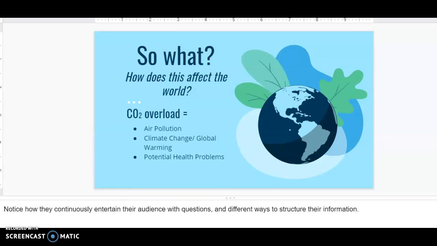Down here, we have a new question. So the so what. Now we're always going to be looking for those research questions as we're going, and we are going to be entertaining the audience with that. So it's a different way to structure information. Don't just tell us what you learned, ask us questions, involve us as the audience, right? And so here it's talking about how does it affect the world, and then it presents me information. But first it hooked me as the reader.